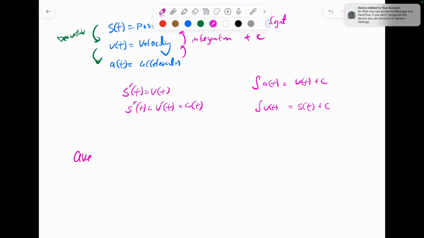Now, how many of you can tell me what average velocity is? What is average velocity? What's the equation for average velocity?